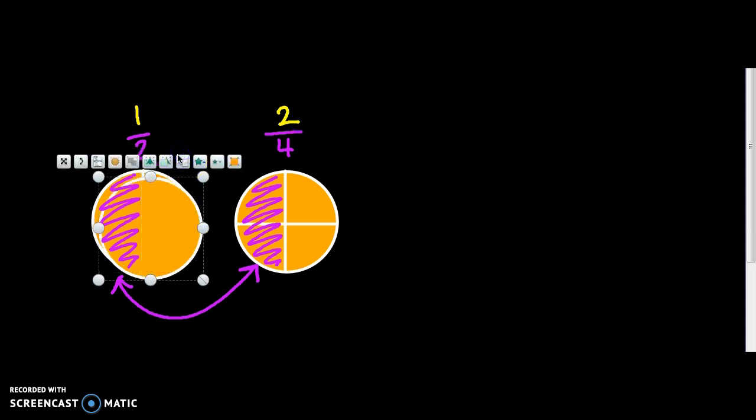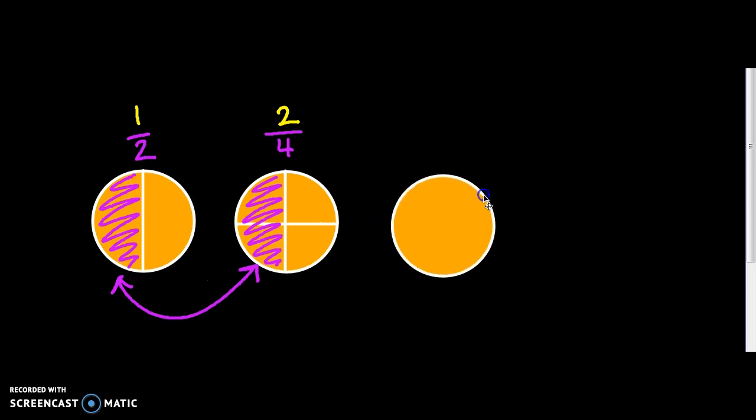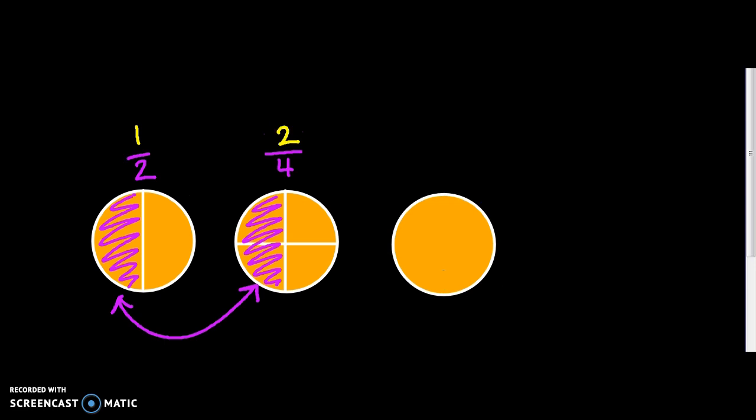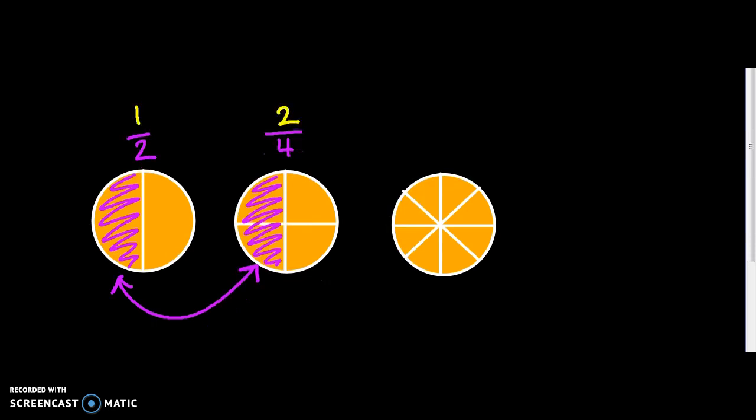Now, let's say I take that same pizza, but instead of dividing it into two slices, and instead of dividing it into four slices, I actually divide this one into 8 slices. Pretty close, not exact, but pretty close. So I have a grand total of 8 slices.